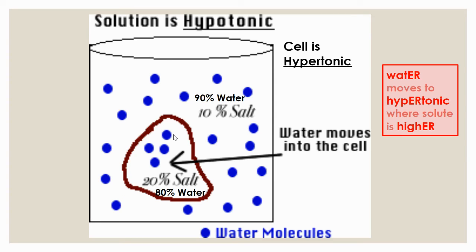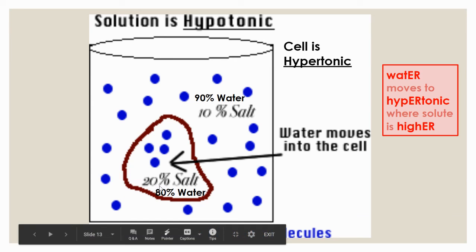So, let's go through this one. If we're looking at the solution, when we're doing these problems, we disregard water. We actually don't really care what the concentration of water is. So get that out of your mind. Think about the solute. What is the concentration of solute? Because where water will move is based on the concentration of solute, like salt or sugar. In the solution, we have 10%. In the cell, we have 20% salt.